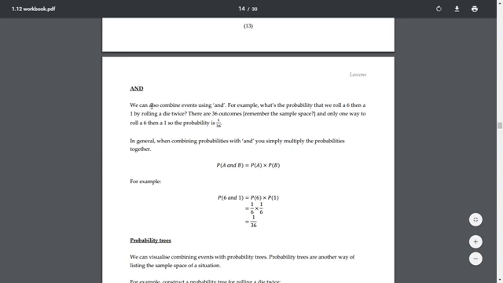We can also combine events using AND. For example, what's the probability that we roll a 6 and then a 1 by rolling a die twice? So in other words, what's the probability of 6 and 1, but not 6 and 1 at the same time? That doesn't make sense. 6 and then 1. So if I ever say something that sounds nonsensical, like rolling a 6 and 1 on a die, I mean 6 and then re-rolling to get a 1.